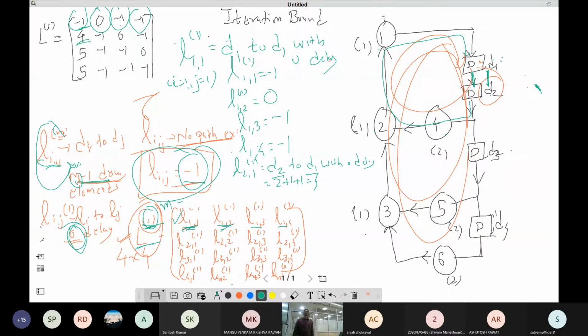So this way I request you to find out all the remaining elements. And if you are getting any issue, let me know. Find out all the elements.